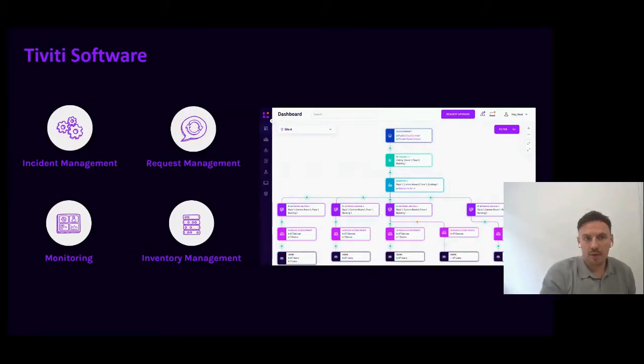And then just a little bit about the software. So the key four principles and main areas of support within the software overlay are incident management, request management, monitoring, and inventory management. I guess the big one is incident management.